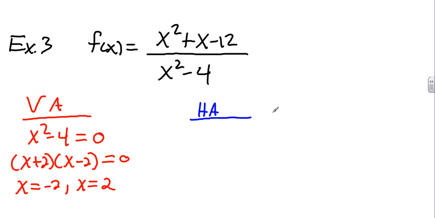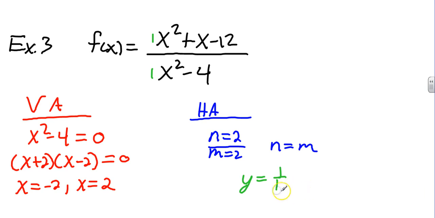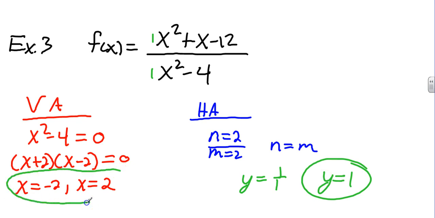Alright, for horizontal asymptotes. Numerator is degree 2. Denominator is degree 2. So in that case, they're equal. And when they're equal, you go back and look at the coefficients, which in this case was 1 and 1. Well, that's still just going to be 1. So we've got 2 vertical asymptotes and 1 horizontal asymptote.